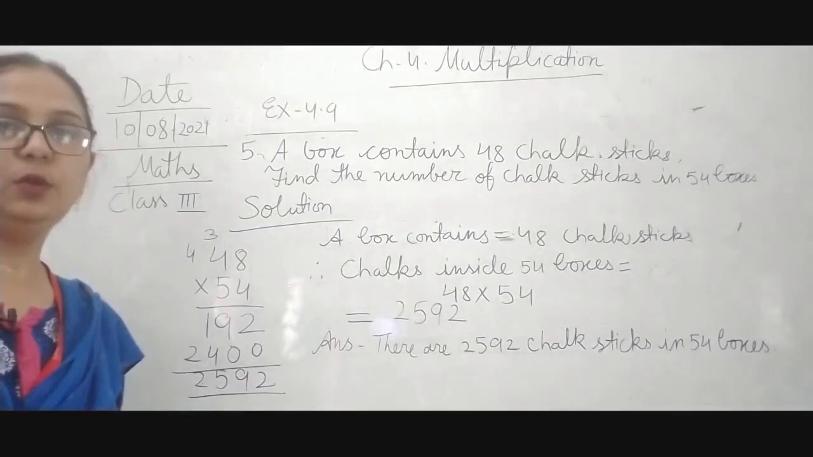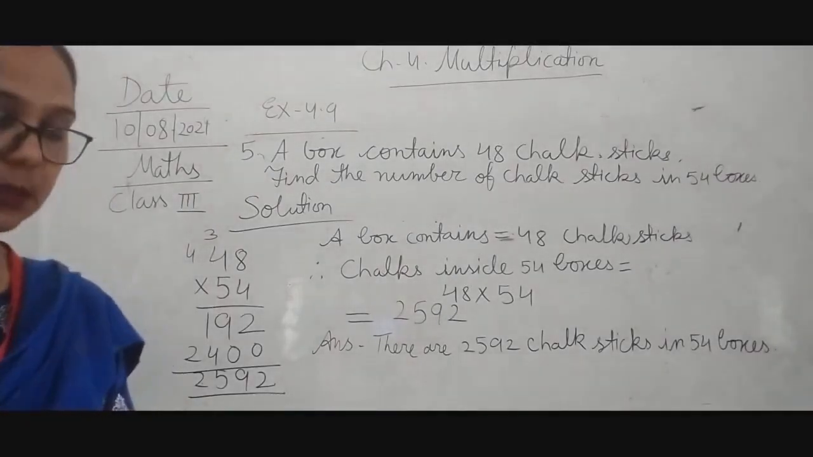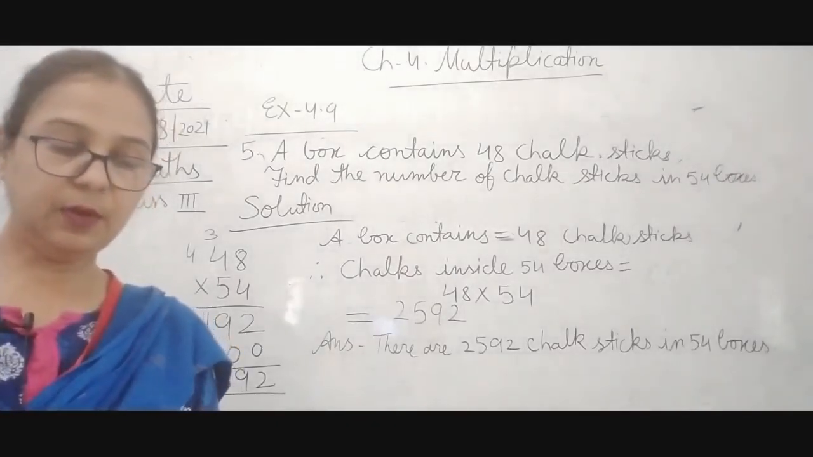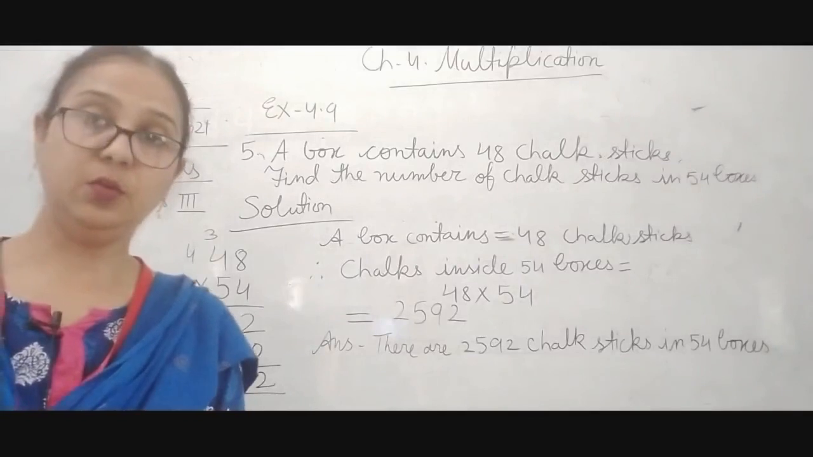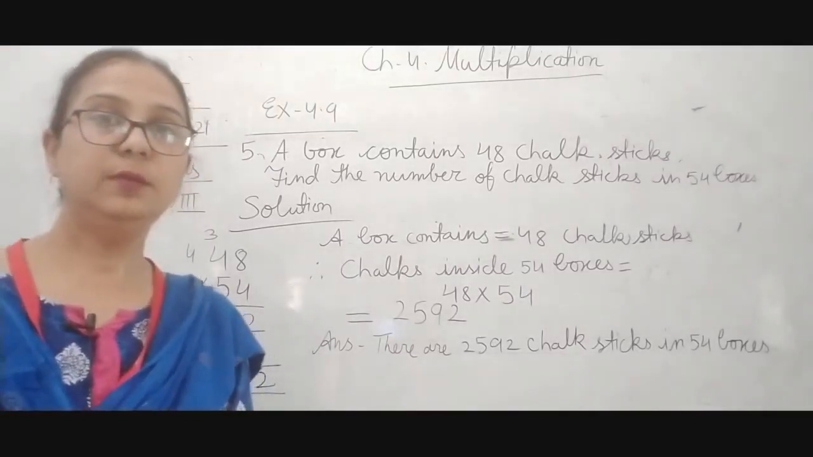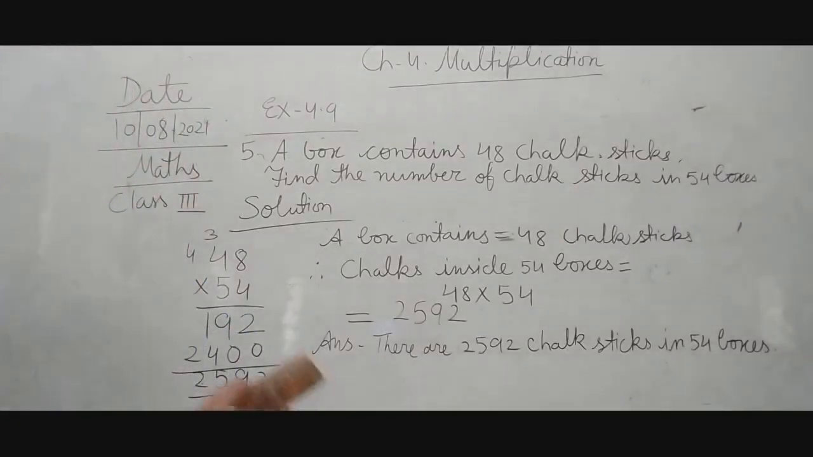Now children, we are going to do number 6. Number 6 is there are 24 trees in a row. How many trees will be there in 89 rows? So now we are going to do this question, that is question number 6 children.